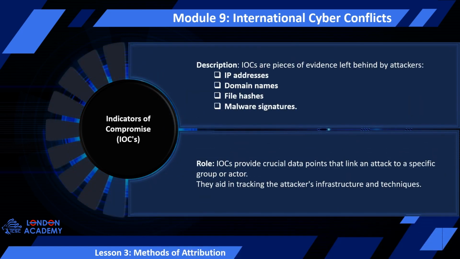1. Indicators of compromise, IOCs. IOCs are pieces of evidence left behind by attackers, such as IP addresses, domain names, file hashes, and malware signatures. IOCs provide crucial data points that link an attack to a specific group or actor. They aid in tracking the attacker's infrastructure and techniques.